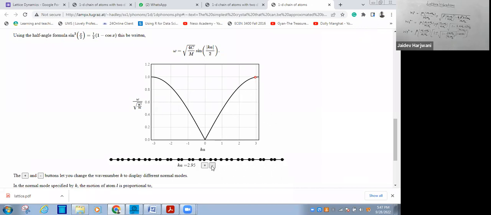Let us see again what is happening in the low k region. When we are in the low k region, they are moving in the same direction. I hope this point is clear to you.